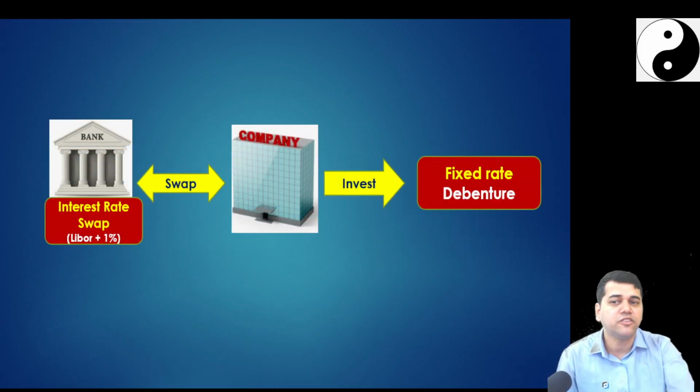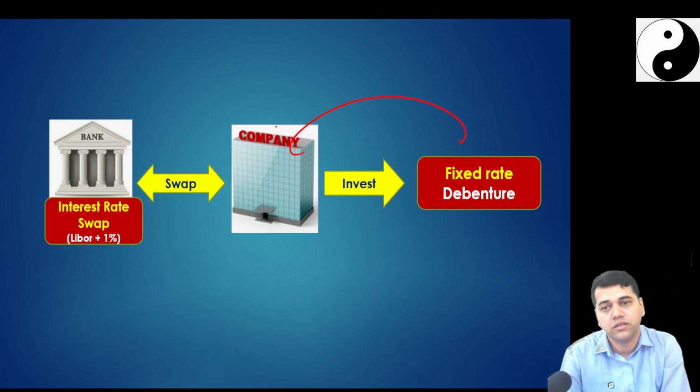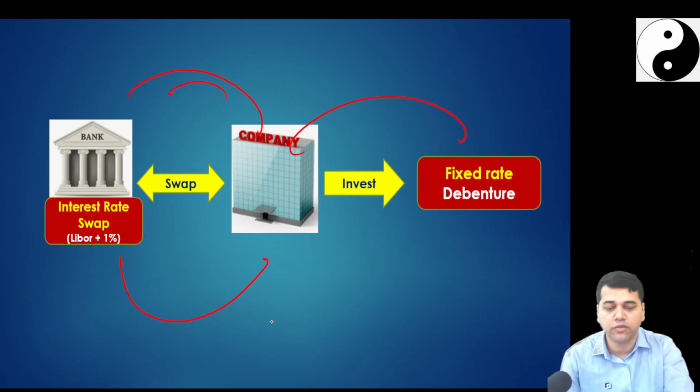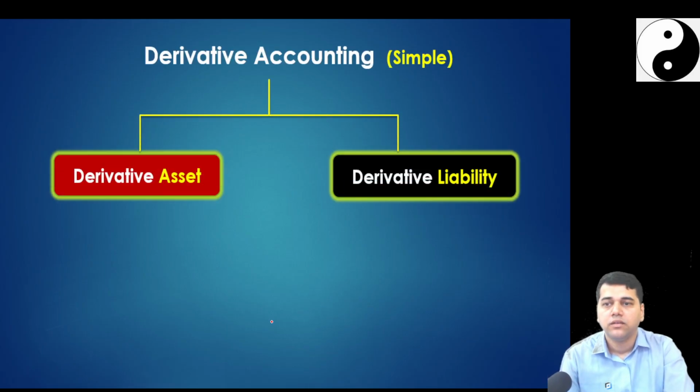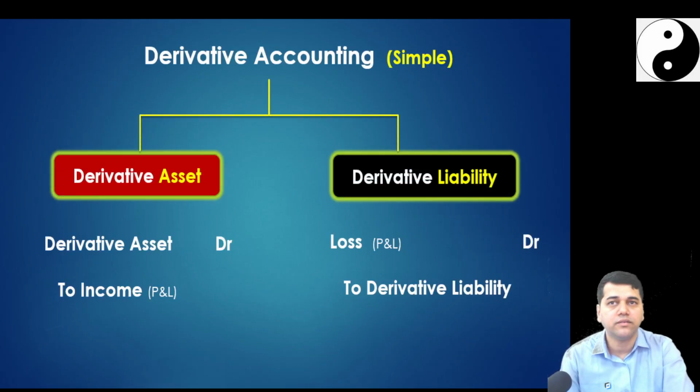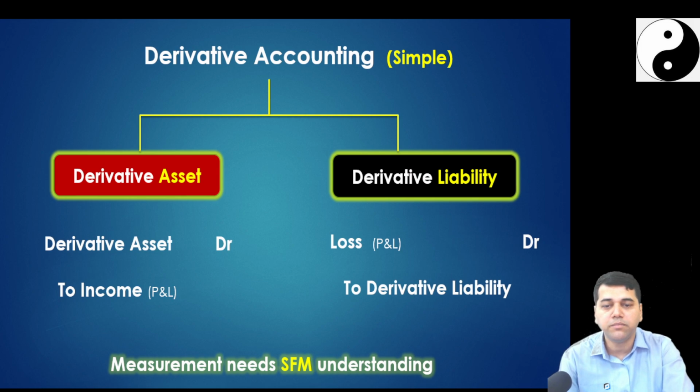Now the last is the swap. That means you have invested with the fixed, but you don't want fixed. So you can swap with one swap bank where you pay fixed to him, and variable you are going to get. This is one of the swap contracts. I told you only two entries. Okay. Measurements needs your AFM understanding.